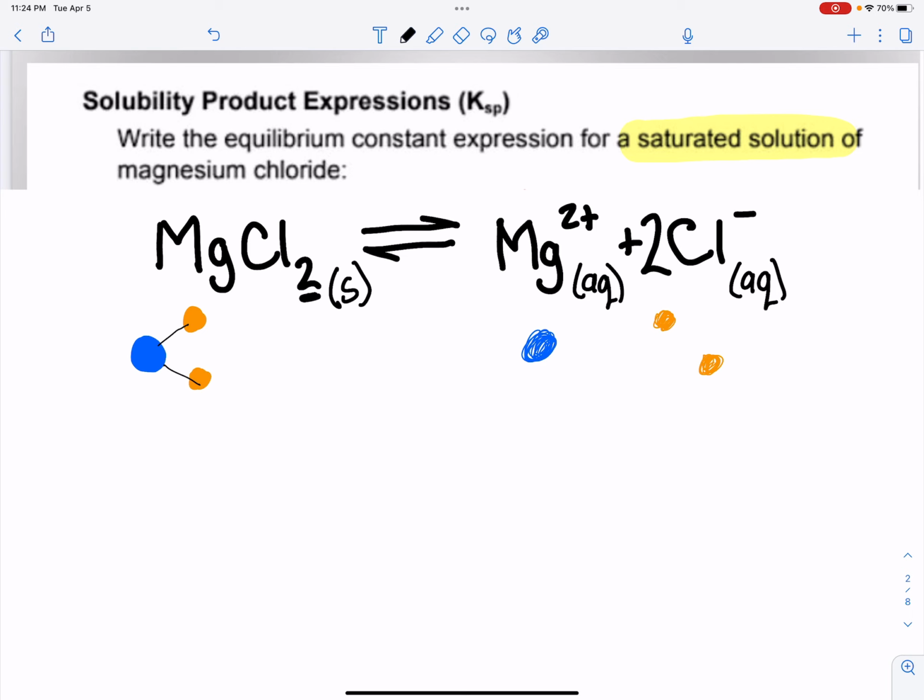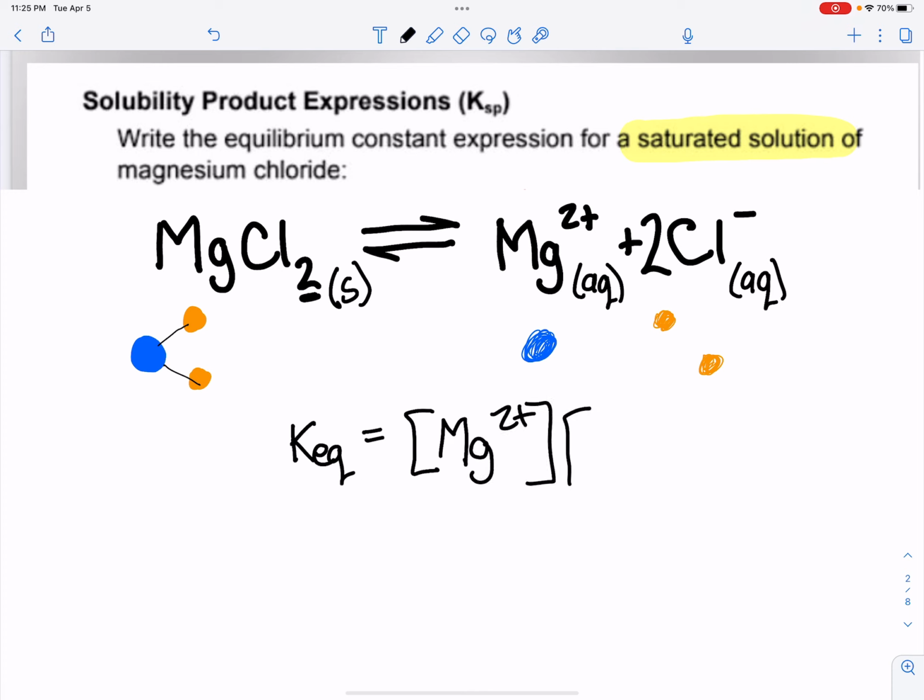So you'll notice that because we have an equilibrium here, we can write an equilibrium constant for this. We can write a KEQ expression. When we write our KEQ expressions, we always put the products over the reactants. So I'm going to show the concentration, that's what the square brackets mean, concentration of magnesium multiplied by the concentration of chloride ions, and that 2 there becomes a power.